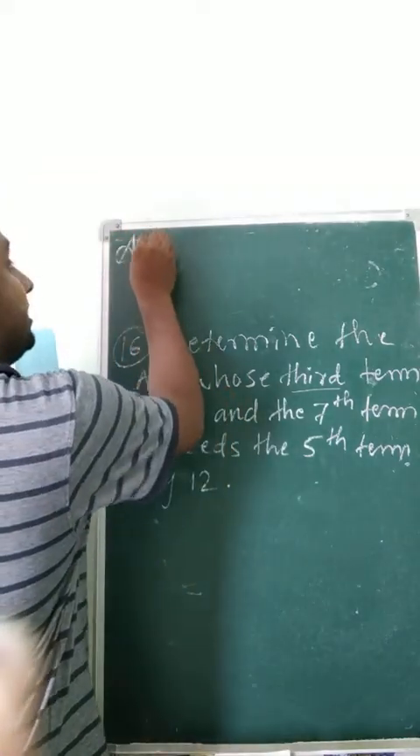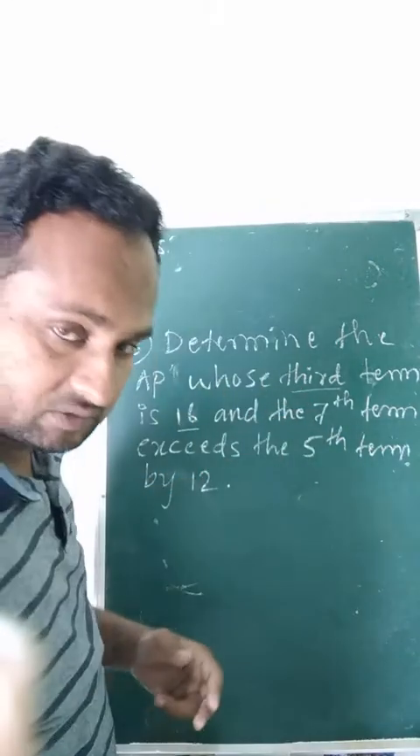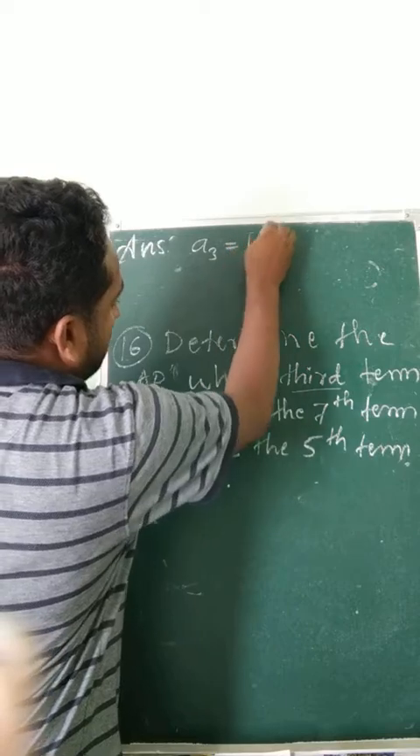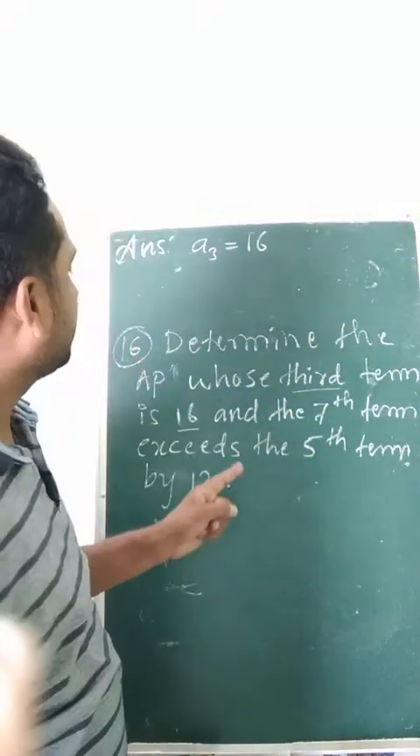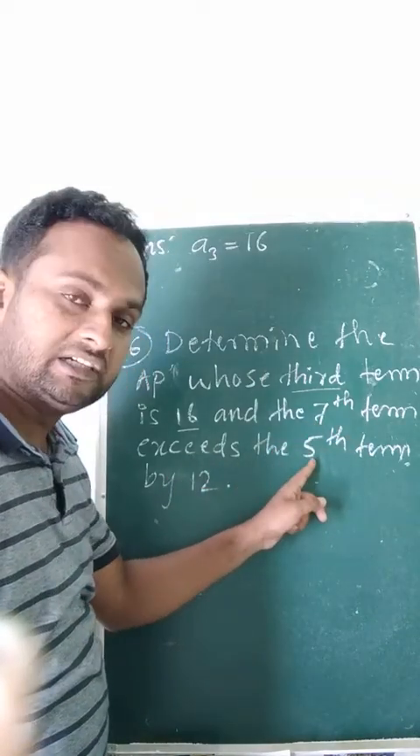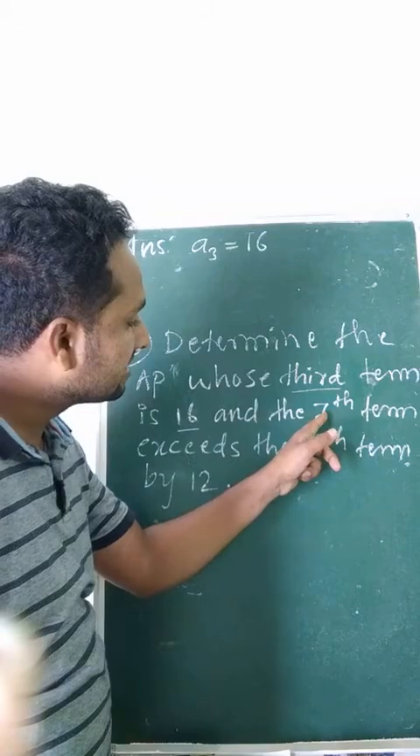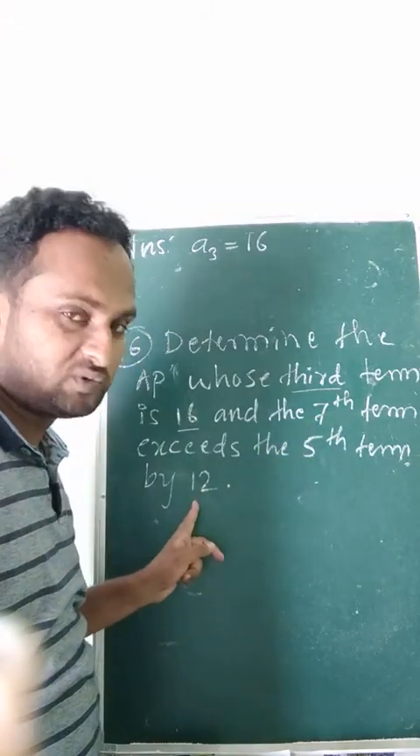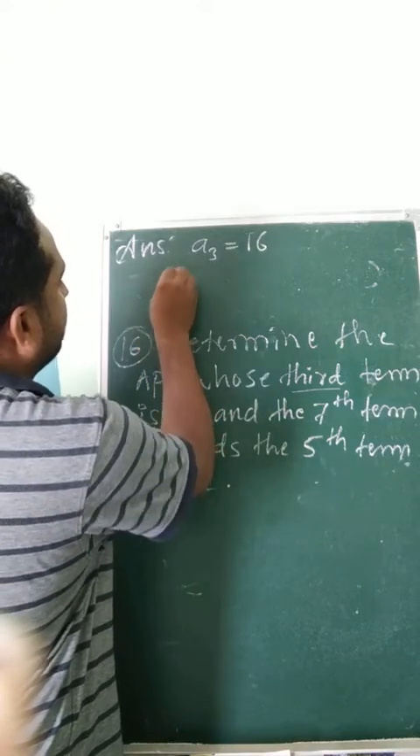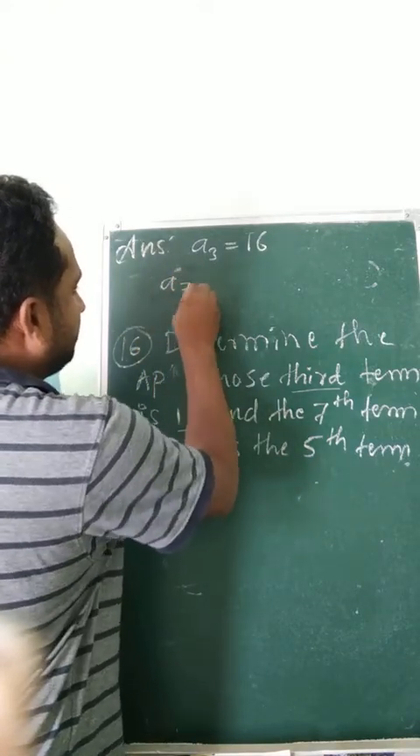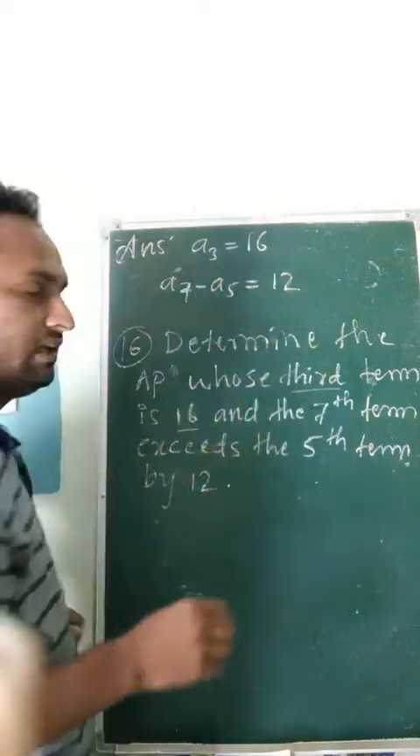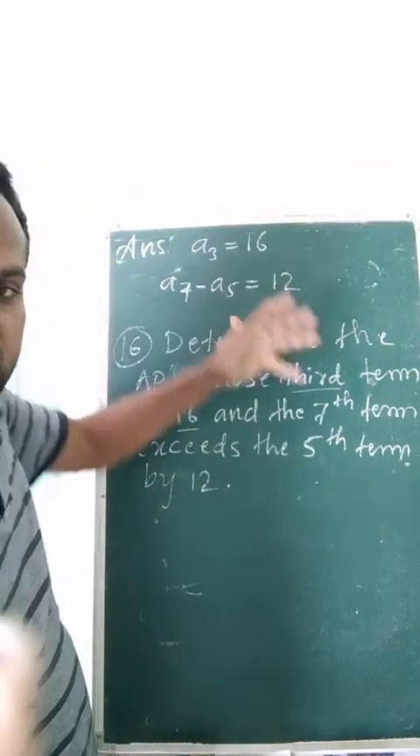First see what they given, you have to write that now. Then you'll get the clear idea how to solve here. Third term, what is the third term formula? A3 is equal to 16, they given. Next, the seventh term exceeds the fifth term, means the difference between the seventh and fifth term is 12. Clear? Then see how to write here. A7 minus A5 is equal to 12. So solve these two equations, you will get the answer.